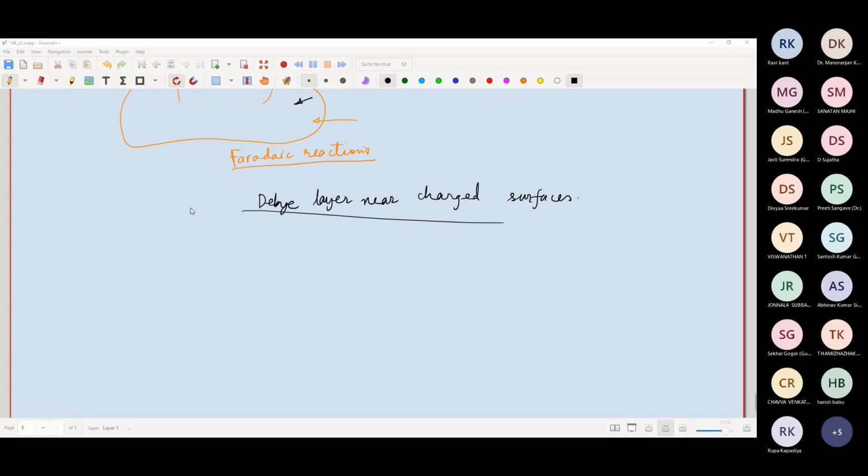Okay, so the basic physics that we saw yesterday was quite simple in the sense that ions which have the same charge as the charges of the wall are repelled, whereas ions of opposite charge are attracted towards the wall.